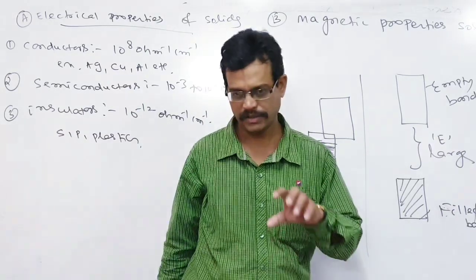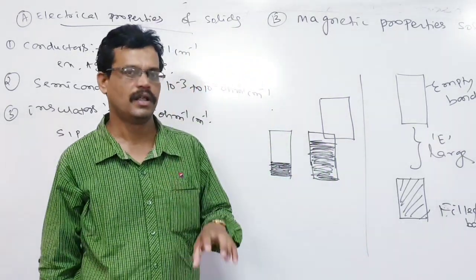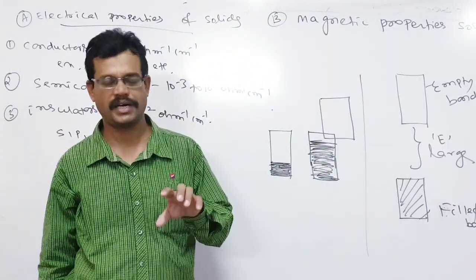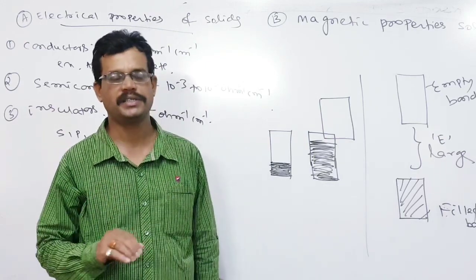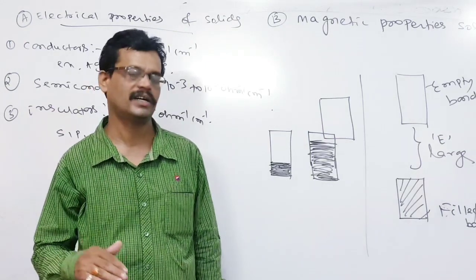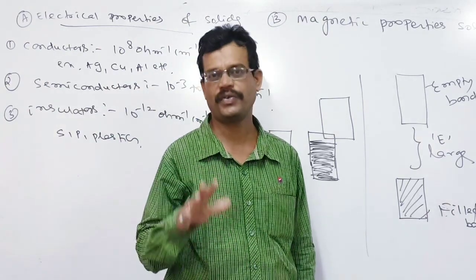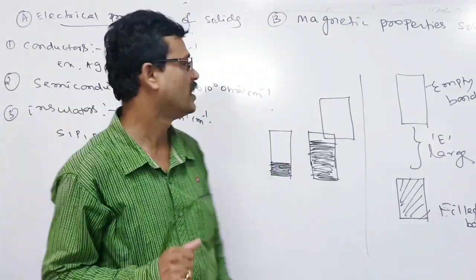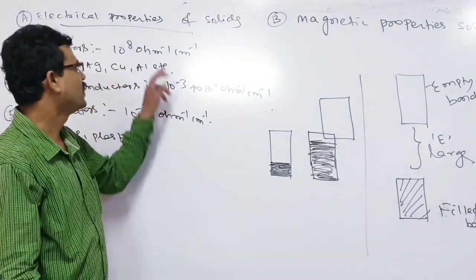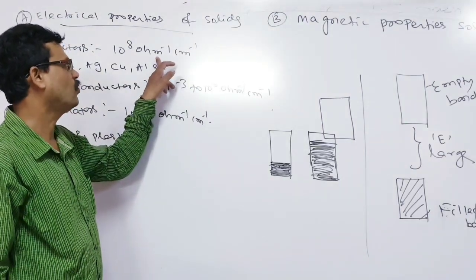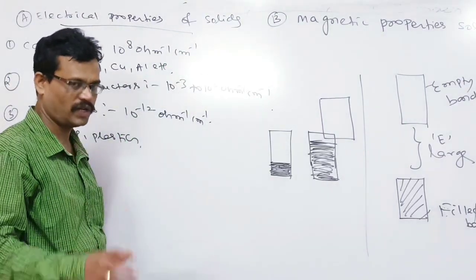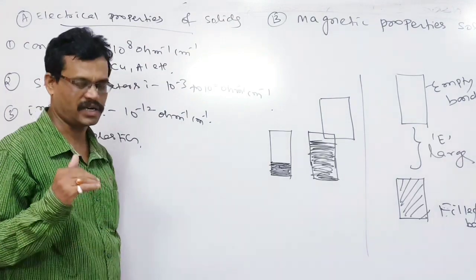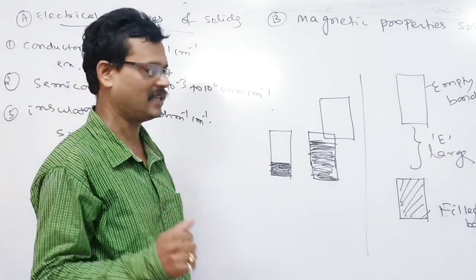So see what is the difference between these: conductor, semiconductor and insulator. Conductors are the substances which will carry the current very freely, or current can pass easily, and the conductivity range is found to be 10 to the power 8 ohm inverse cm inverse. So in case of the conductors, the current is passed smoothly or easily.